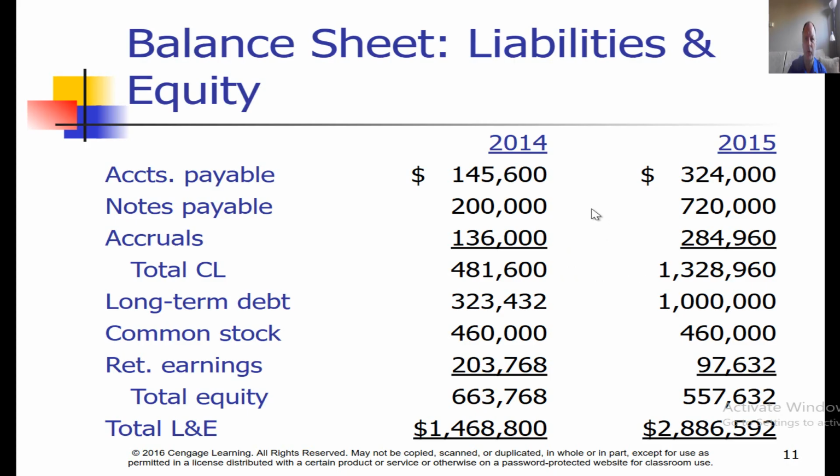They borrowed notes payable short-term debt and long-term debt to finance the expansion, which went up drastically. They did not issue any more stock, and they lost some of their past retained earnings through paid out dividends and also through losses as they paid for the expansion and hopefully will become profitable in the future. So the total equity, which is the common stock plus retained earnings, went down, but total liabilities and equity went up drastically.